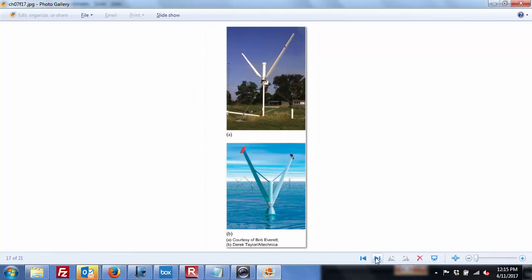These guys are a little different; you might call these hybrids. They're still lift-based because they've got airfoils on there, but perhaps a little less prone to failure. If they bend, okay, fine, they just bend a little bit, but they're not going to snap.